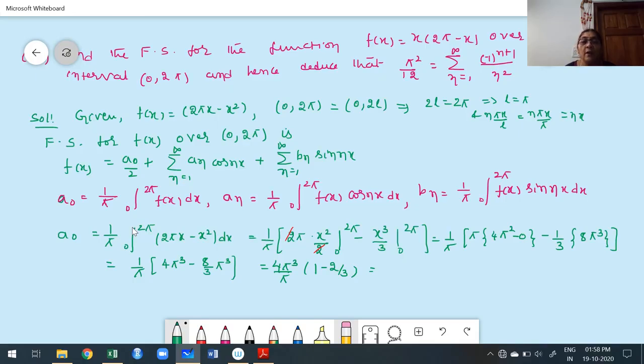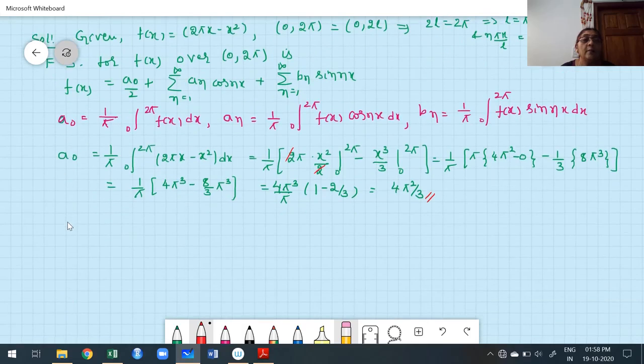What we get actually? Pi is cancelled with pi cube. 4 pi square by 3 is the answer. Next, similarly, I have to find out an and bn.